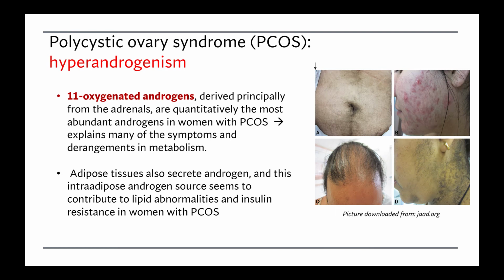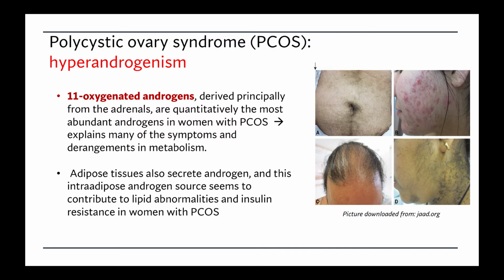11-oxygenated androgens such as DHEAS or DHEA, which are derived principally from the adrenals, are quantitatively the most abundant androgens in women with PCOS, and this explains many of the symptoms and derangements in metabolism in a woman with PCOS. Adipose tissues also secrete androgen, and this intra-adipose androgen source seems to contribute to lipid abnormalities and insulin resistance in women with PCOS.